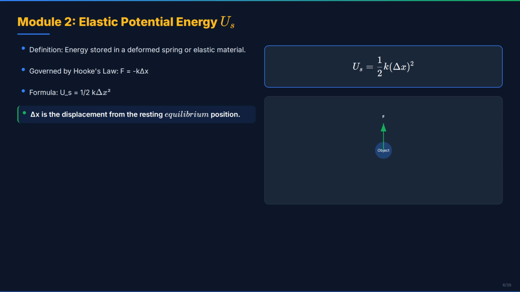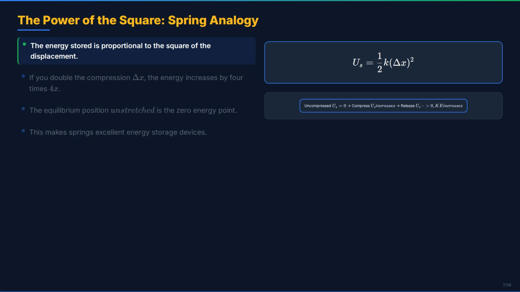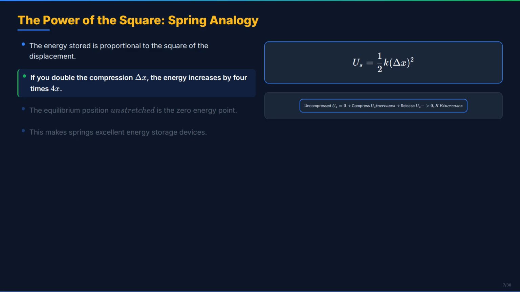The first key thing to notice is this square on the displacement, delta x squared. This is huge. Because of the squared term, small changes in compression or stretch lead to rapid changes in stored energy. This is a vital distinction from linear forces. Let's look at an example. If we compress a spring by 0.1 meter, we store a certain amount of energy. If we compress it by 0.2 meters, we store 4 times that amount.